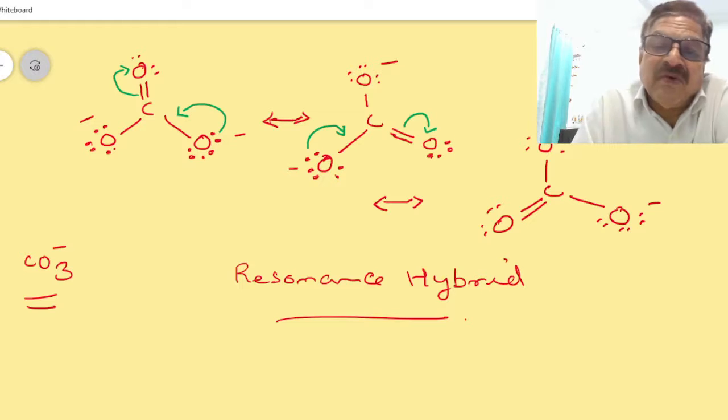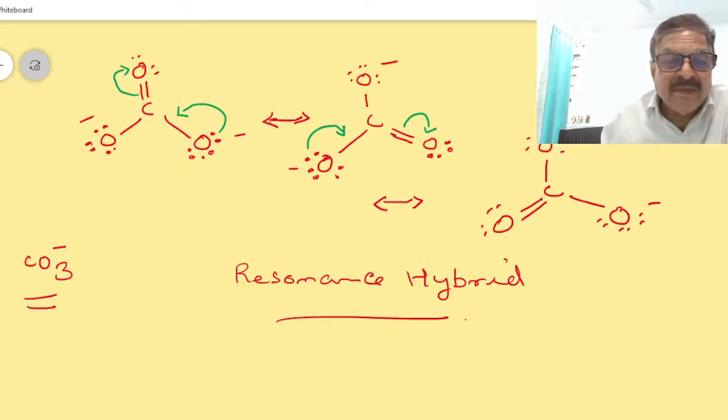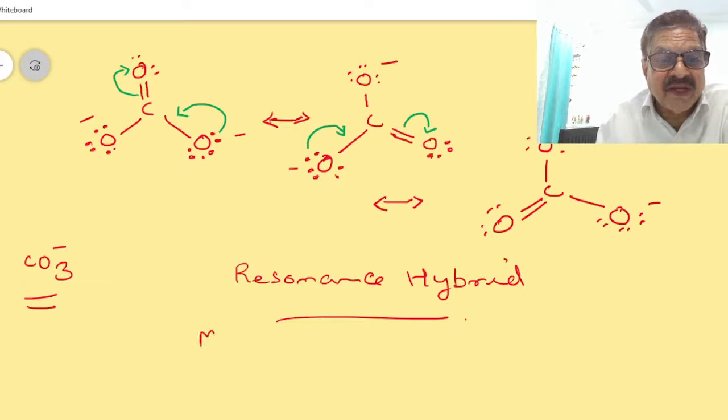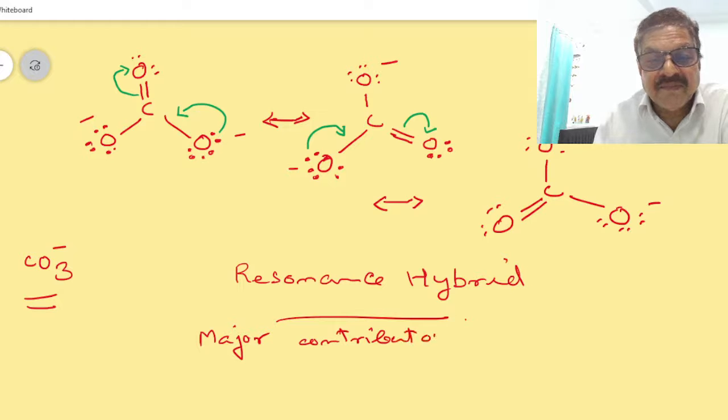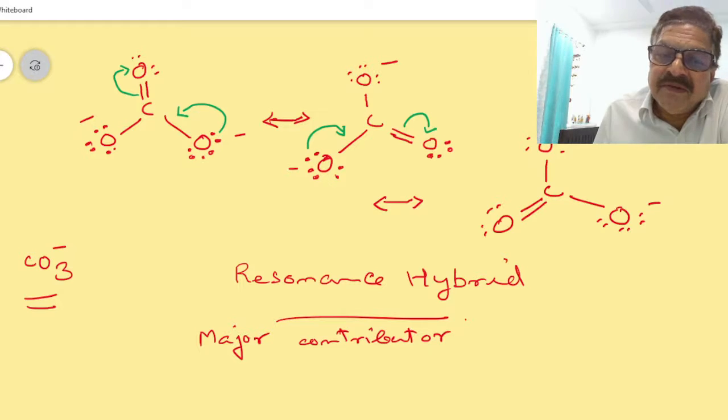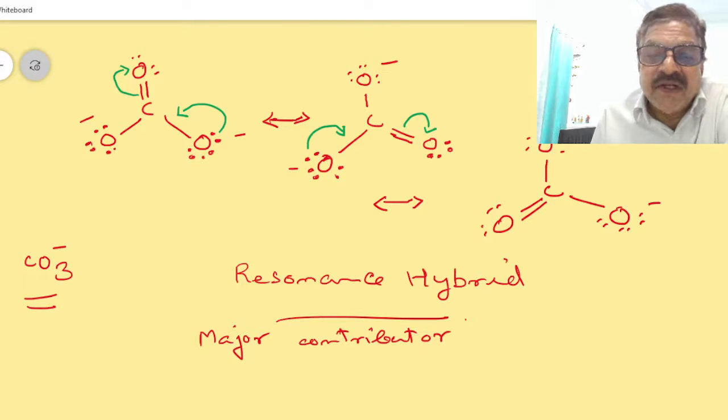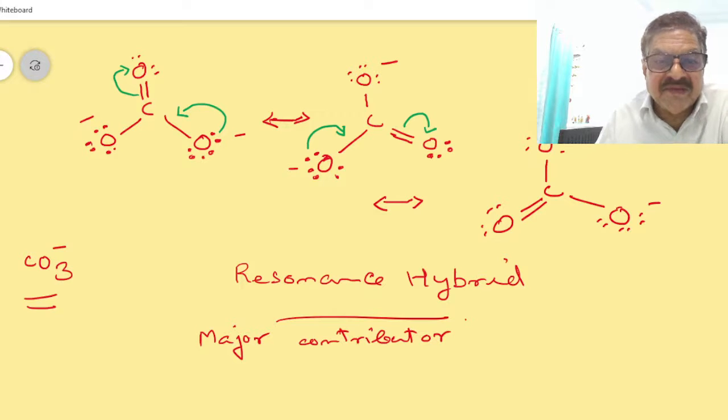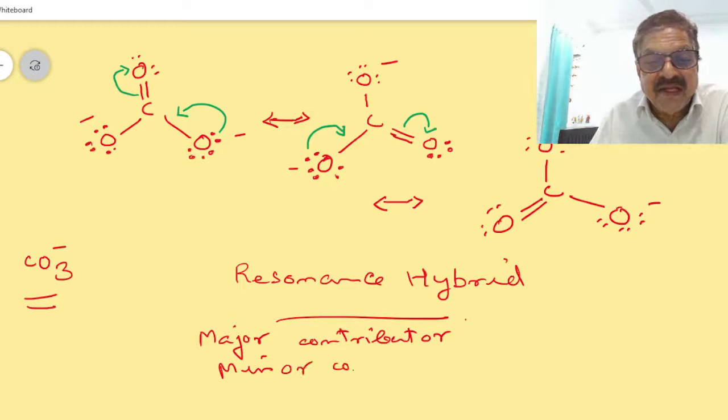The first thing: the most stable resonance structure will be the major contributor to the resonance hybrid. The hybrid will mostly resemble the major contributor, that will be the most stable one. The other one, the less stable one, will be a minor contributor.